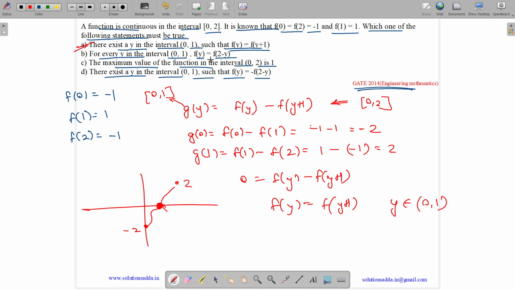Let us see option B. For every y in the interval, f(y) equals f(2-y). We can do the same for this question too. So what it is saying, f(y) equals f(2-y). Let us verify it for these points, which means f(0) equals f(2), which is true. f(1) equals f(1), which is true. Now let us try to do it using this method.